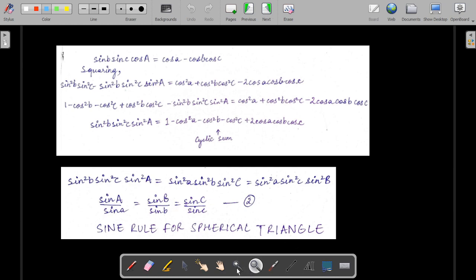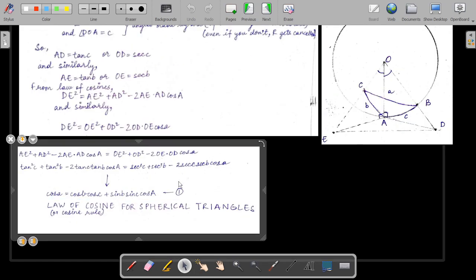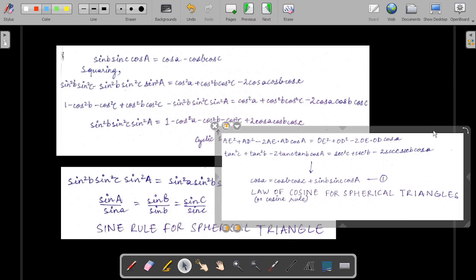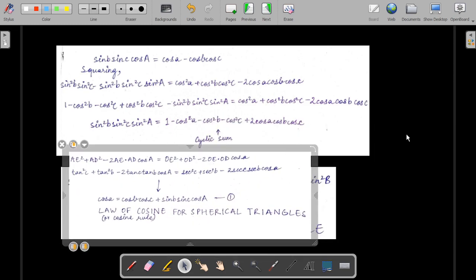Let me just go back and paste this here. I'll just delete it in a bit. So as you saw, you write sine of B times sine of C times cosine of spherical angle A, just take it to the RHS and then you square it. It's deleted since you've seen this now. Probably have learned this by now.